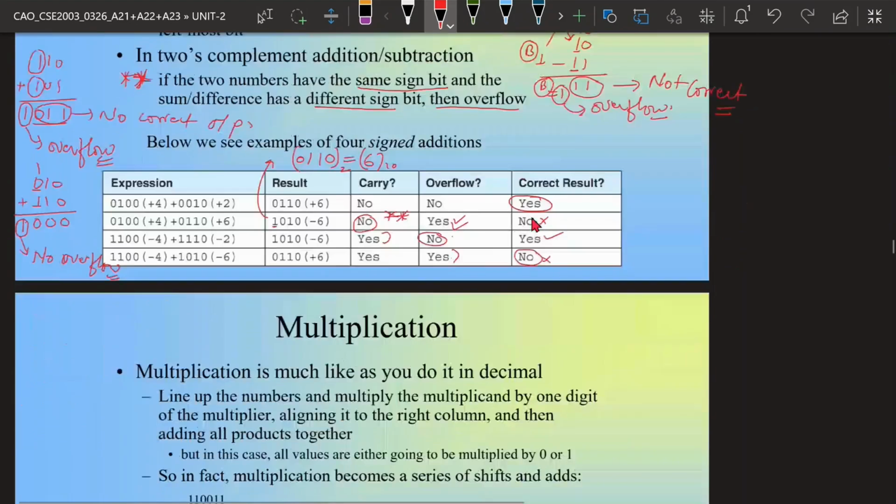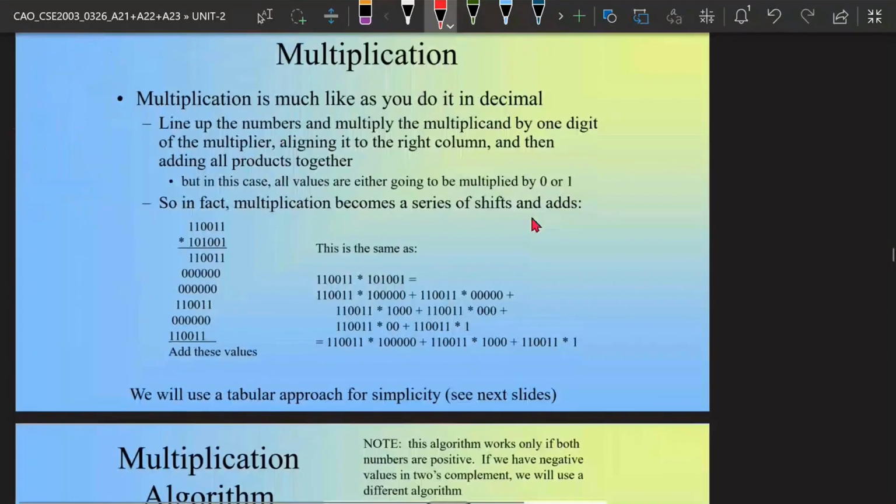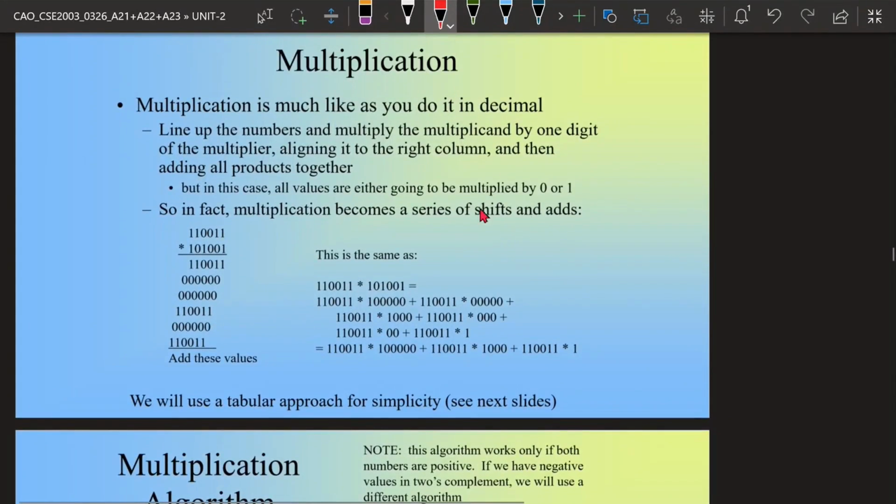So this is the case of overflow in addition and subtraction, when we do the addition or subtraction based on the binary representation. Next we will see multiplication and division, starting with multiplication.